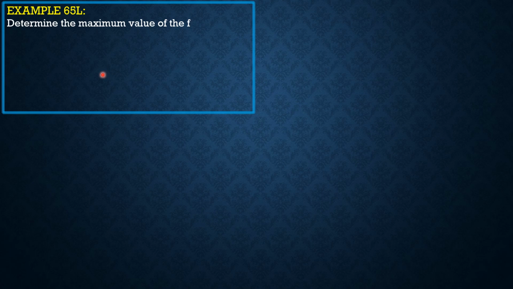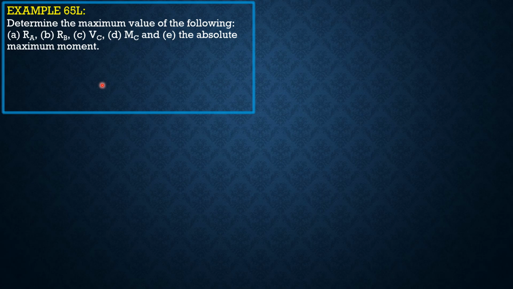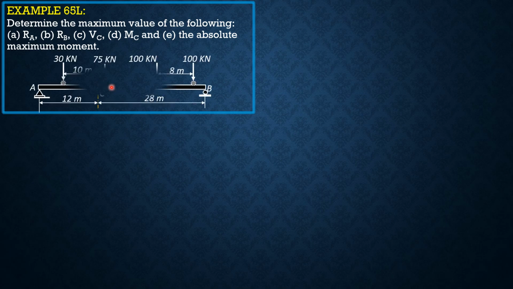Determine the maximum value of the following: reaction at A, reaction at B, shear at C, moment at C, and the absolute maximum moment. So here is the given figure. The simple span is 40 meters, and 10 plus 14 is 24, plus 8 is 32. So there will be no incoming load when we position the loads over the support.